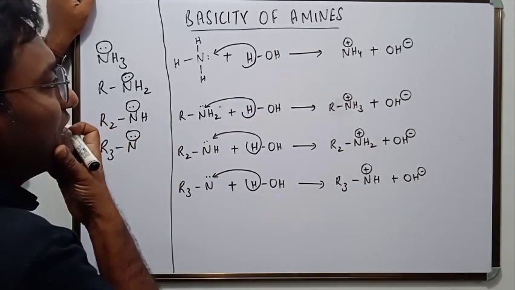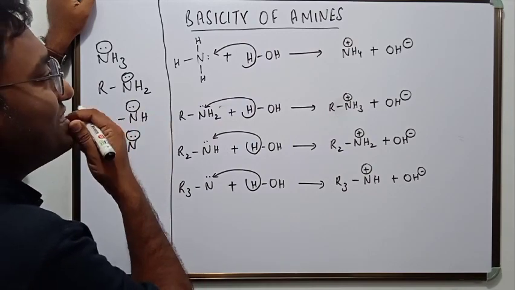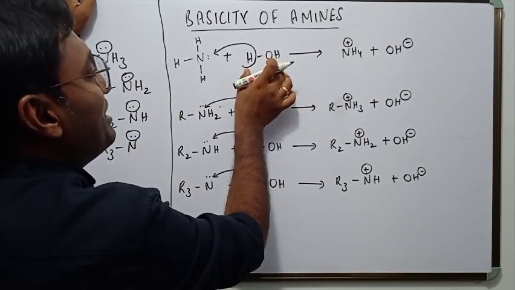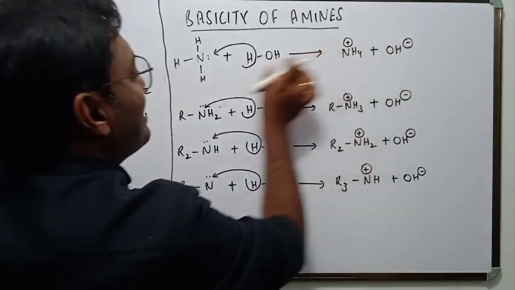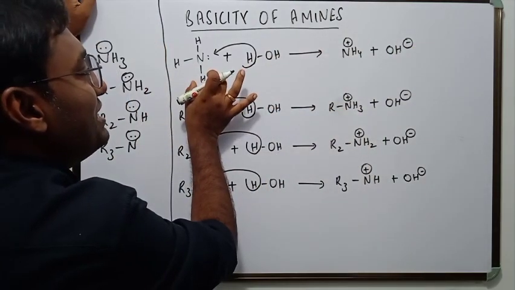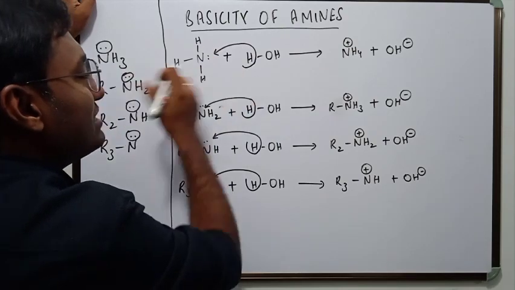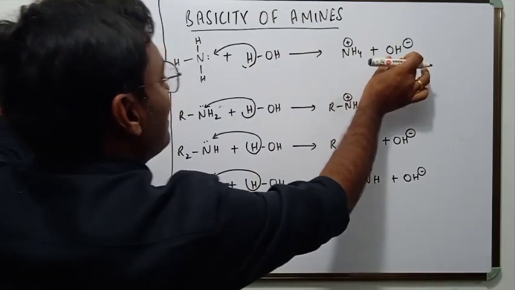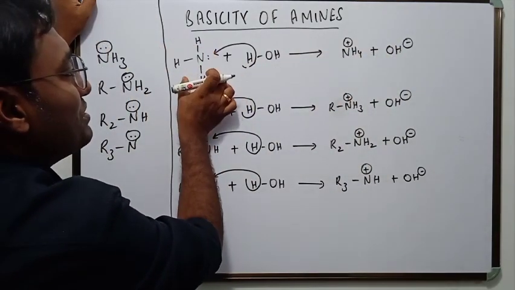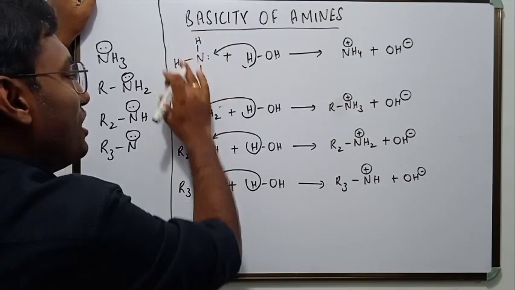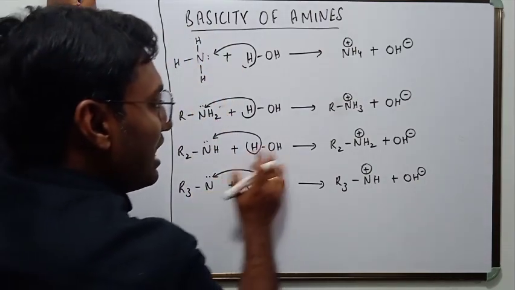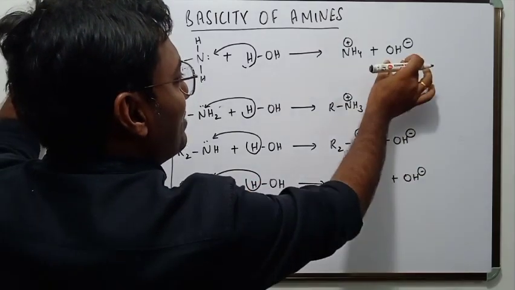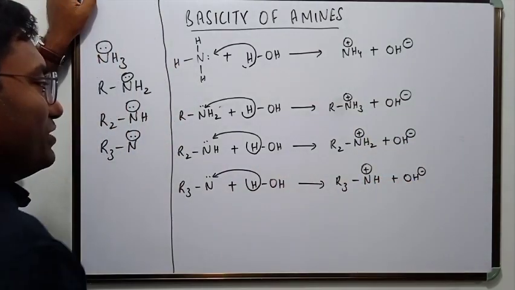What is the definition of an Arrhenius base? Substances that, when dissolved in water, release OH minus are referred to as Arrhenius bases. So ammonia and amines are Arrhenius bases because when they dissolve in water, they release OH minus. So number one point is proved.